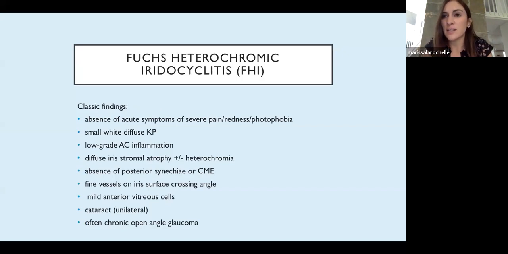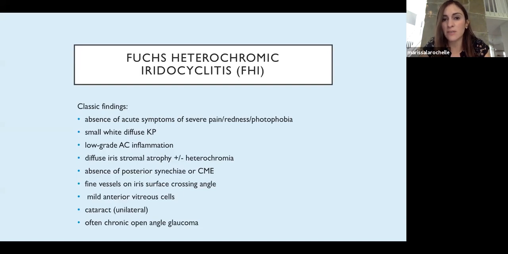So this is a pretty classic presentation of Fuchs heterochromic iridocyclitis, abbreviated FHI. And you can see the common findings here. This does not have the classic findings of anterior uveitis, so no pain, redness, light sensitivity. It's classically known to have these small diffuse keratic precipitates, and diffuse meaning floor to ceiling rather than just being located in the inferior third of the cornea or Arlt's triangle. Low-grade anterior chamber inflammation. So if you're seeing 3+ AC cell, this is not Fuchs. The iris stromal atrophy, which is what causes the difference in the eye color.